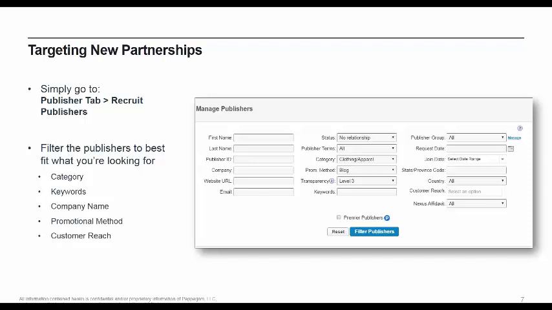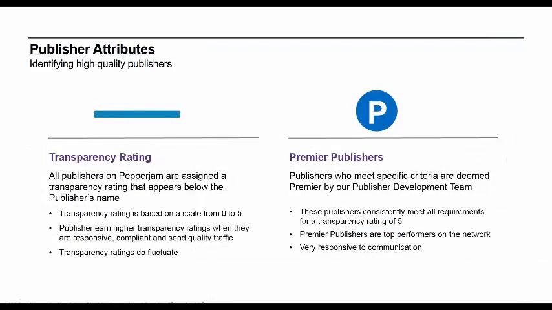So you're probably noticing two sections within the screenshot as well that we haven't covered yet, and that's Premier Publishers and Transparency. So as we move along, we'll spend a little extra time in these two areas. These are two attributes that you're going to want to take a look at whenever you're recruiting publishers to the program. And the first one we'll take a look at is transparency rating.